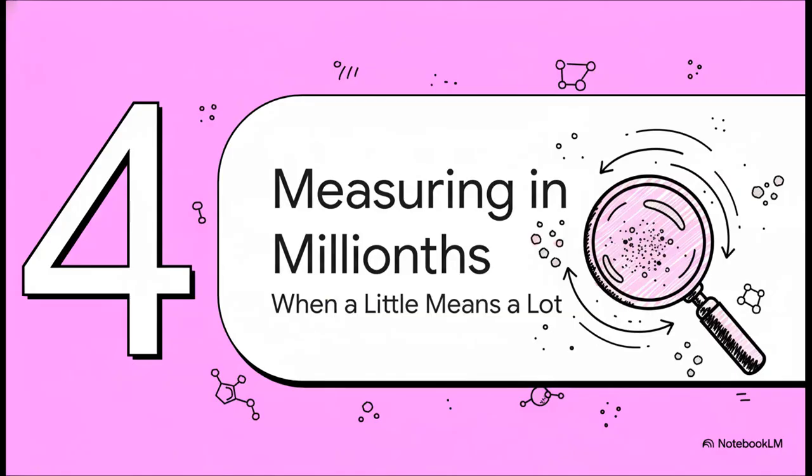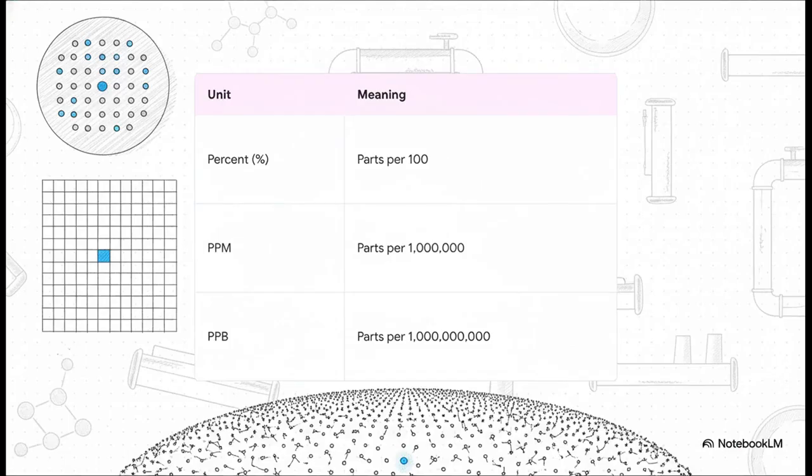All right, so everything we've talked about so far, those are pretty big concentrations, right? But what happens when the amount of a substance is so incredibly tiny it's almost impossible to detect, yet it can still have a massive impact? Well, for that, we need to change our scale completely. Let's really try to wrap our heads around this scale. A percentage, that's just 1 part out of 100. Easy enough. Parts per million, or ppm, that's 1 part out of a million. And then you have parts per billion, or ppb, that's just 1 single part out of a billion.